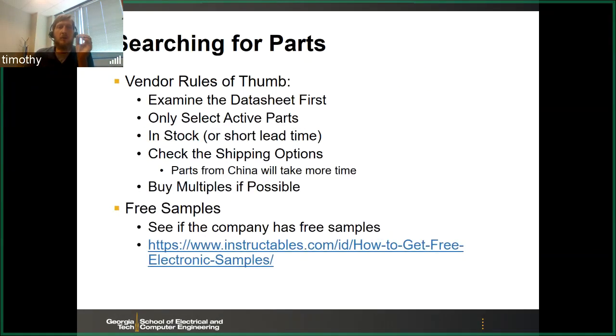So here are some rules of thumb. Examine the datasheet first. Only select an active part. Make sure it's in stock, and check the shipping options. For example, if it's not inside the US, it's going to take more time. And then buy multiples if possible, because there will be a price break as you go up in quantity.